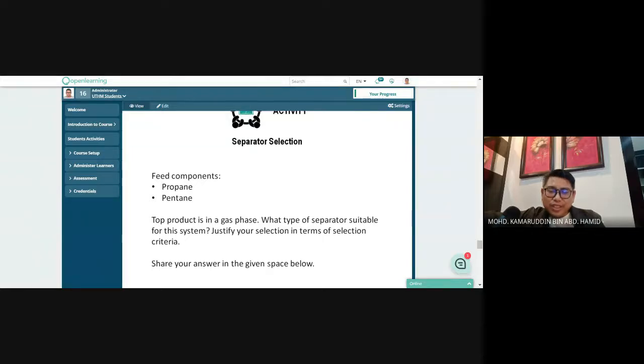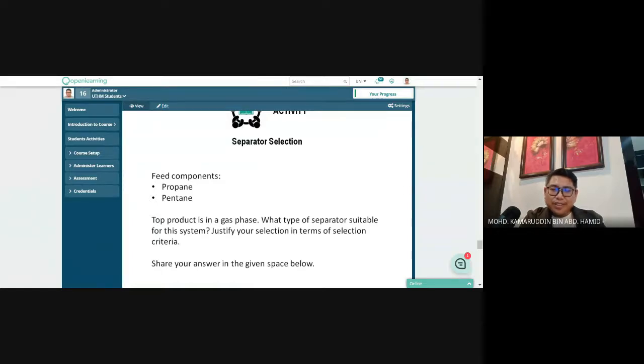The only question that you can argue is about purity. Tapi if the question asks, can you separate these two using flash? The answer is yes. Can you separate these two using absorber? The answer is also yes. Can you separate these two using reboil absorber? The answer is also yes, because these three separators will recover propane as a gas phase at the top. Okay?